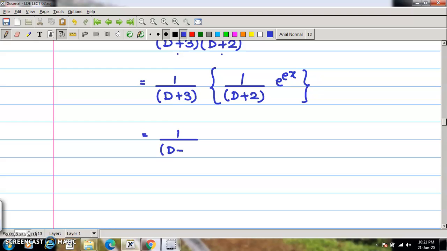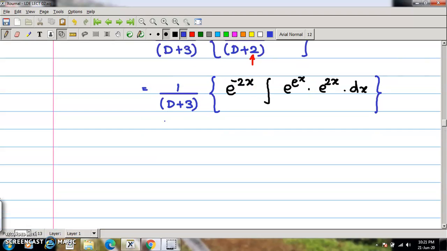So it is 1 upon D plus 3 as it is. So we consider m is equal to minus 2. So we start with e raised to minus 2x into the integral of f of x into e raised to 2x dx. So this was the general method formula for evaluating the particular integral of a linear factor. So we first evaluate that integration. So D plus 3 as it is, e raised to minus 2x is again the same.